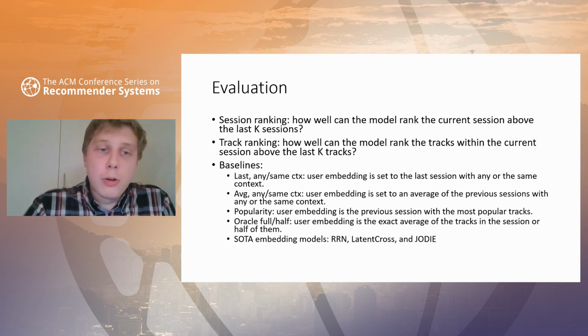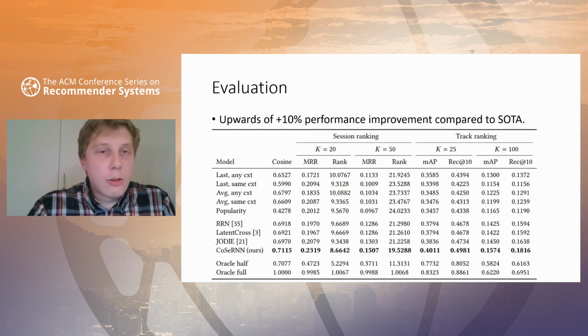And then to get an upper bound on the performance, we have an oracle where we know exactly what the user is going to listen to, only half the tracks. And then 3 state-of-the-art models, RNN, latent cross, and GOD, which has been adapted to work in this embedding setting. Then, without going into too much detail on the numbers, we generally see performance improvements of upwards of 10% compared to state-of-the-art, in this case GOD. But we still notice that there's quite some gap between all the methods and the oracle, so even though it performs pretty well, there's still room for improvement for future work.